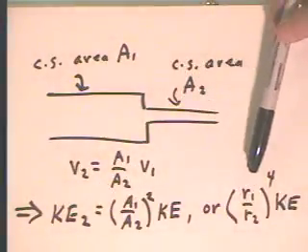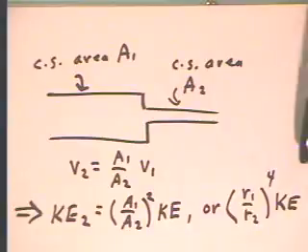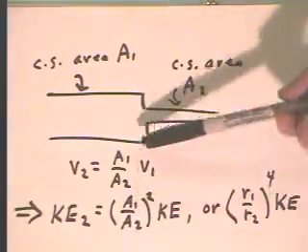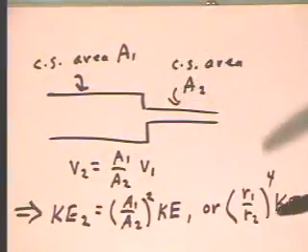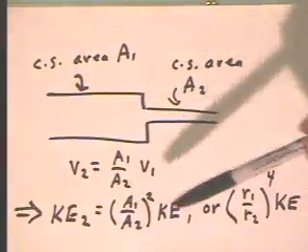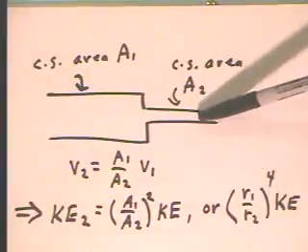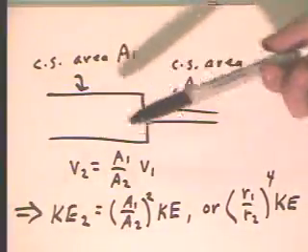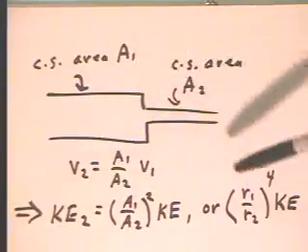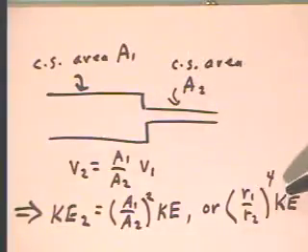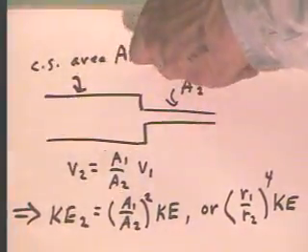Now, in that case, we have R1 over R2 to the fourth times the kinetic energy, because, of course, the area ratio, if these are round wires, will be equal to the square of the ratio of the radii. So if this wire has radius R2 and this one has radius R1, then the ratio of kinetic energies turns out to be the fourth power of the ratio of the radii.